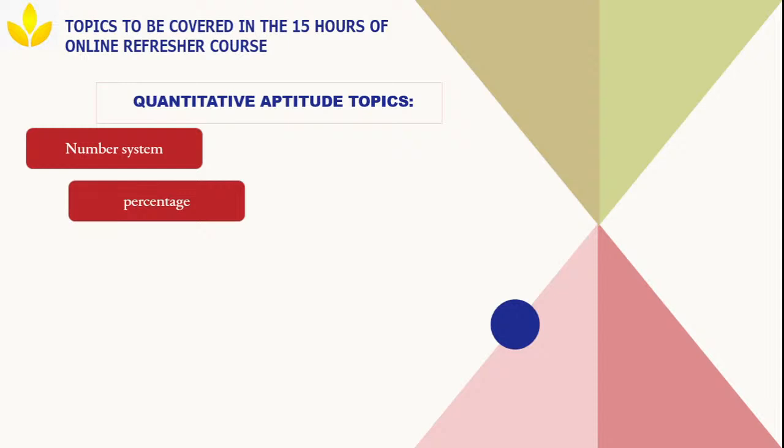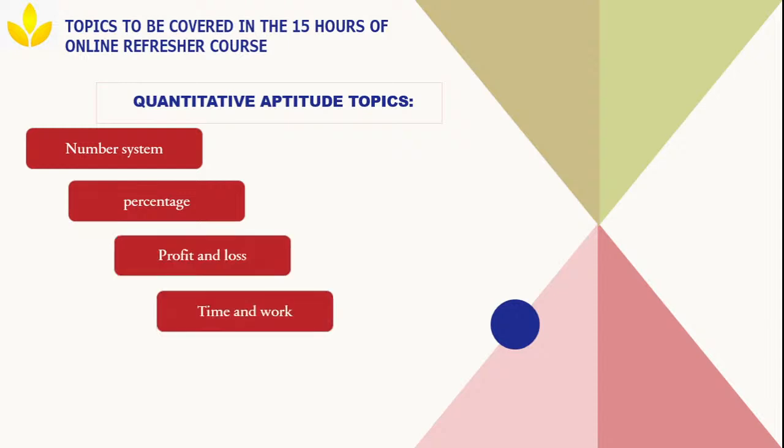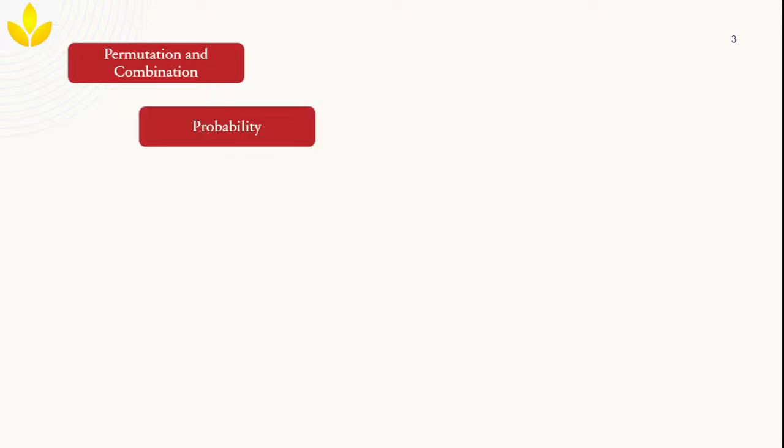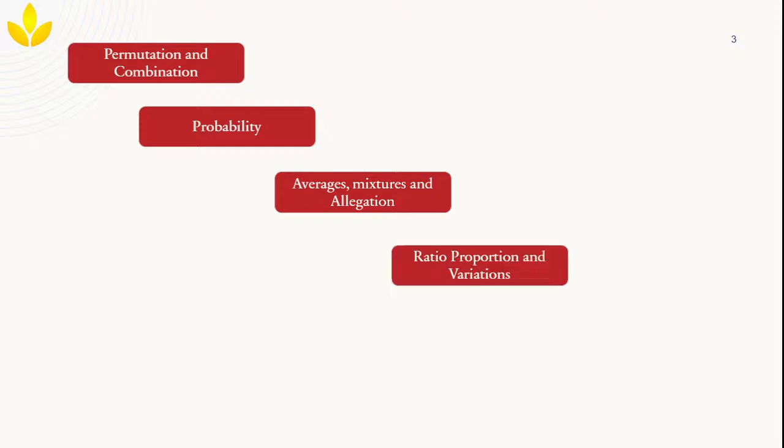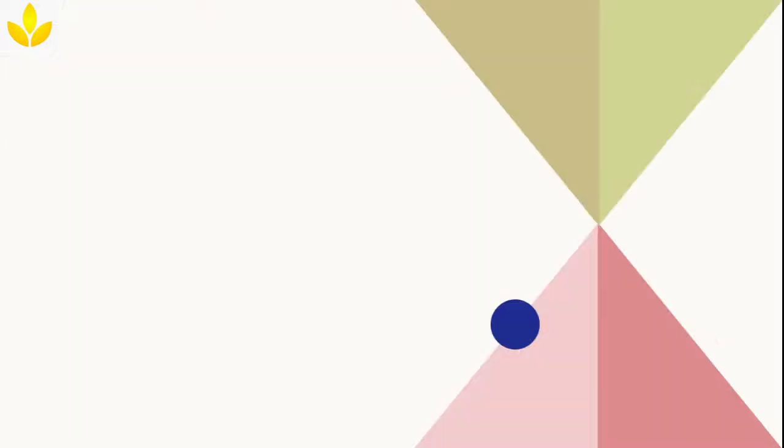Next, we'll start with percentages and then profit and loss, time and work, time, speed and distance. Next is permutation and combination, probability, averages, mixtures and alligations, ratio, proportion and variations, and data interpretation. So these are the 10 topics that we will be handling in quantitative aptitude.